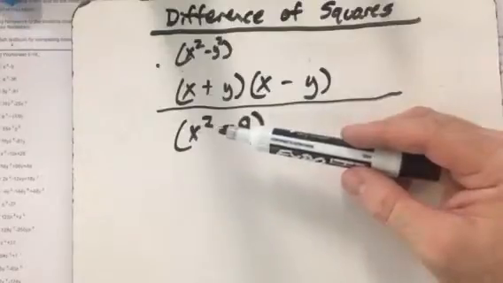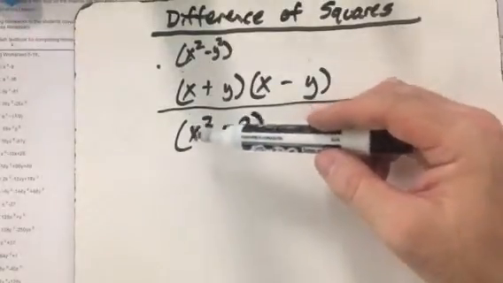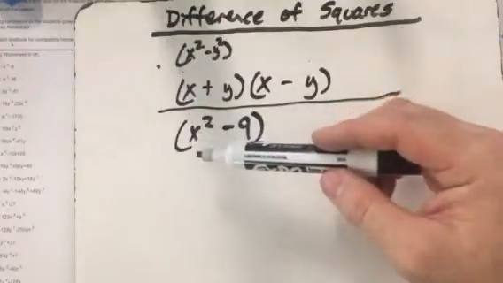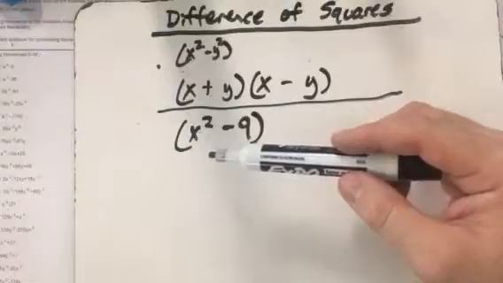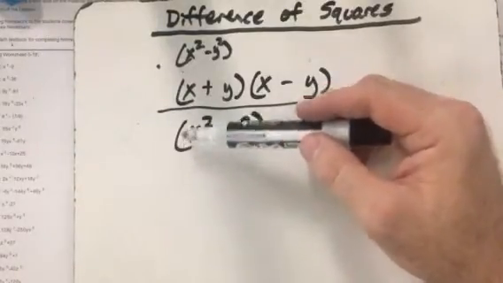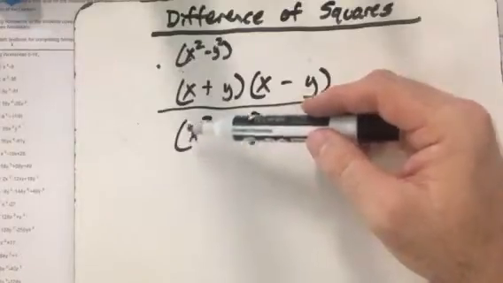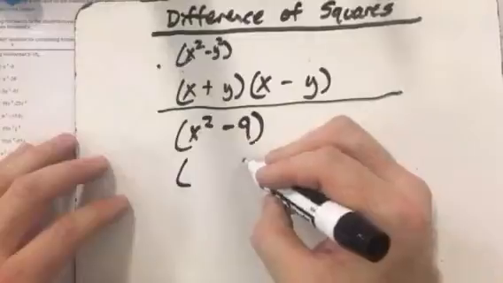Does it have a b? Yes or no? No. So it doesn't have a b. What's the a part? Not x squared. 1. Because that's the coefficient, the implied number right here. So I have x squared minus 9.